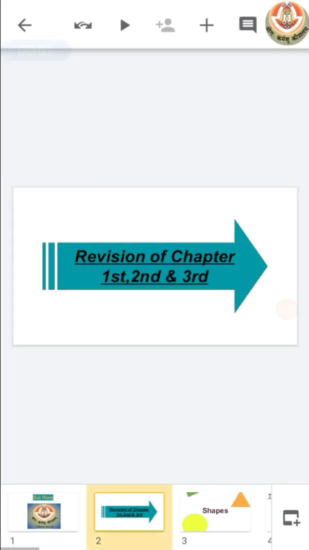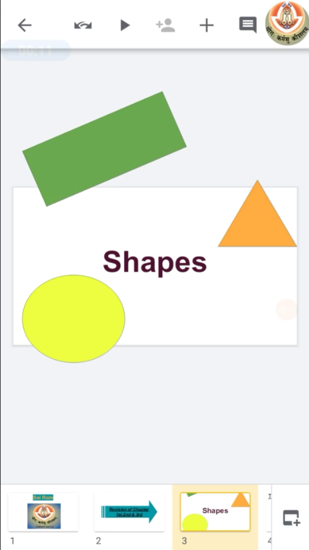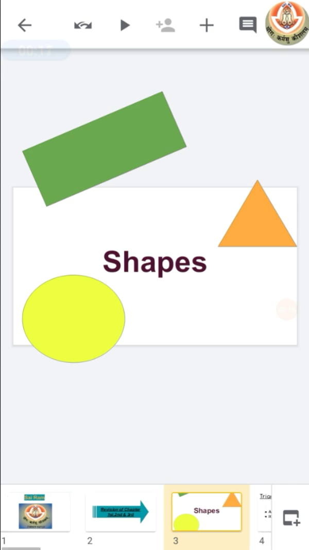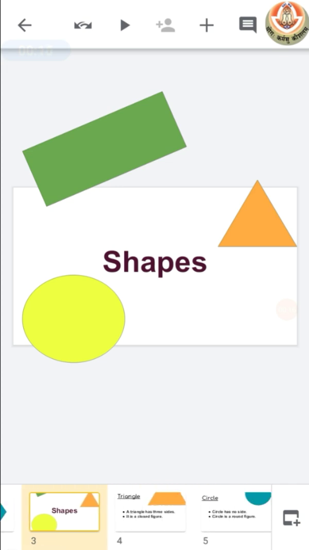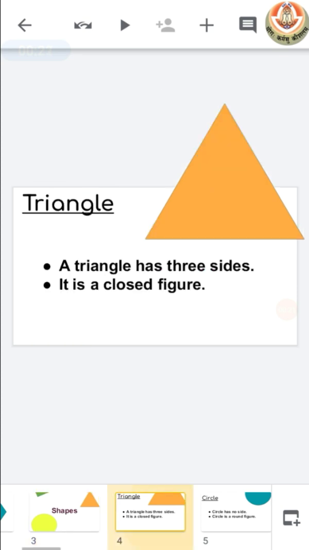Sai Ram class. Today we will revise topics from our chapter 1, 2 and 3. So, in the first chapter, Building with Bricks, we came to know about various shapes. So, let's revise these shapes.